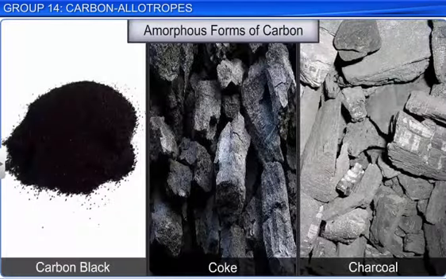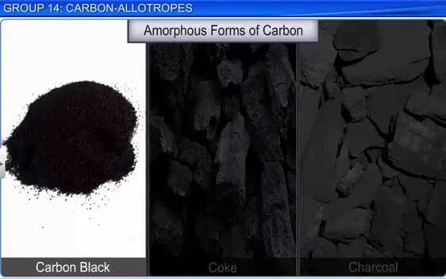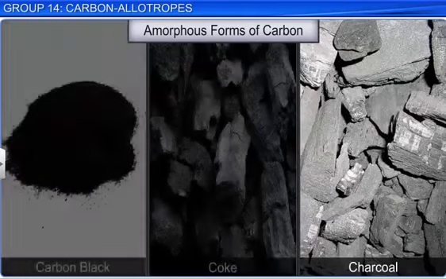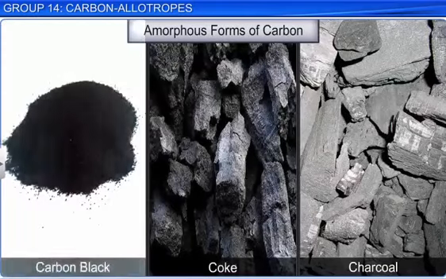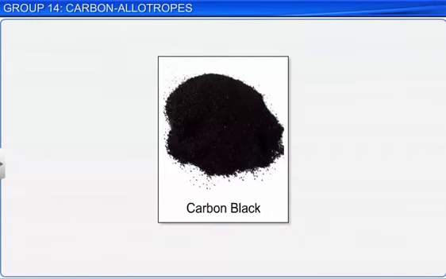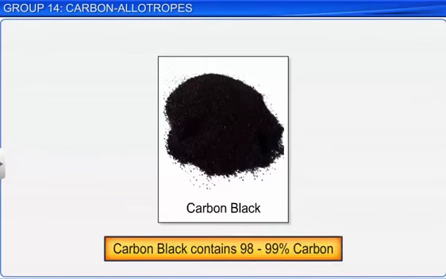The amorphous forms of carbon include carbon black, coke, and charcoal. Carbon black is formed by burning hydrocarbons in a limited supply of air, or by incomplete combustion. It is an almost pure form of amorphous carbon containing 98 to 99% carbon.